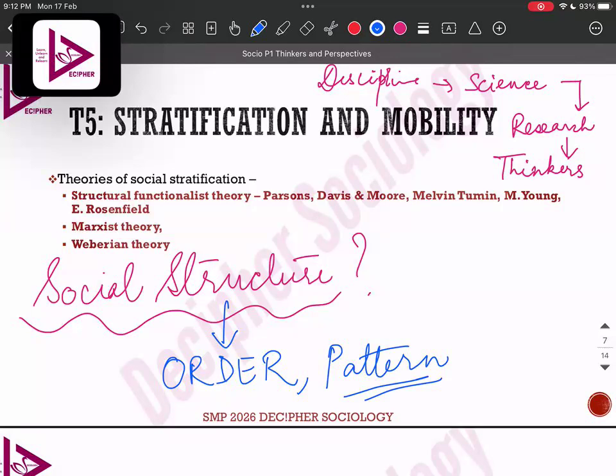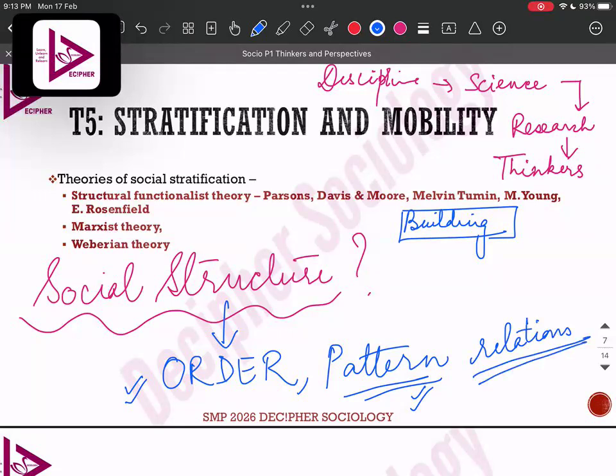Similarly, in society also, in sociology also, we are not studying anything which we can touch. We are not studying a building. What we are studying is the social structure. That means anything in society which has certain order, certain pattern, maybe of human relations. So, stratification comes here. Whenever in society there is a social structure, what happens? There is a certain structure.